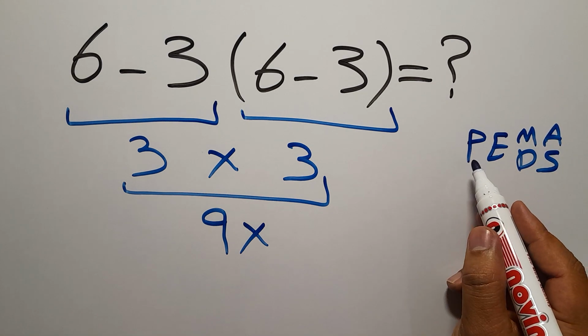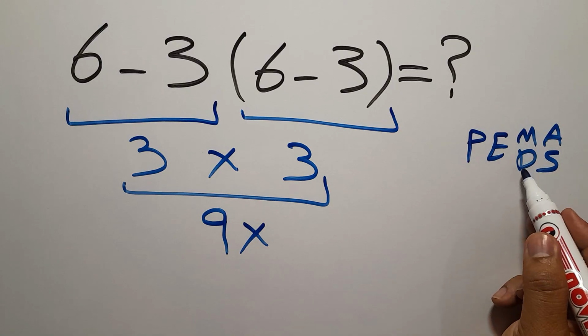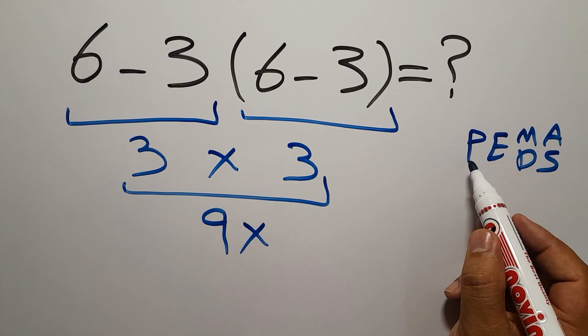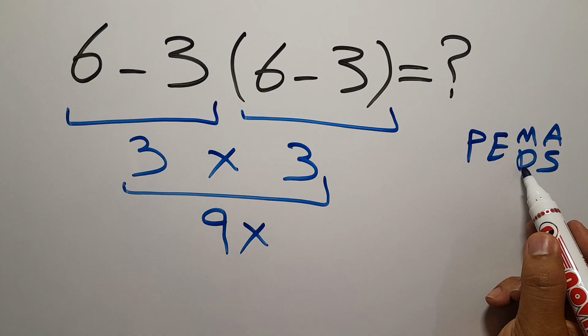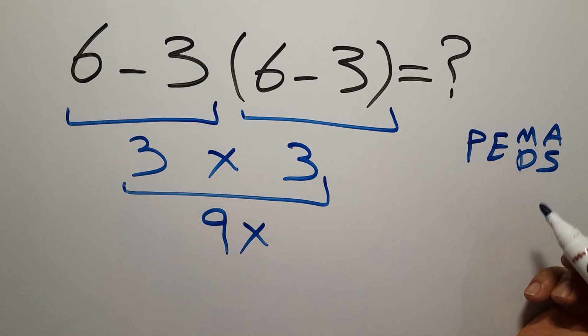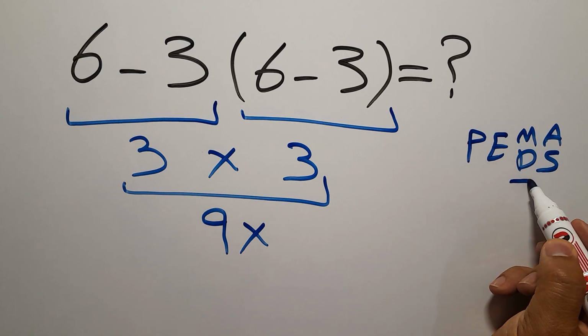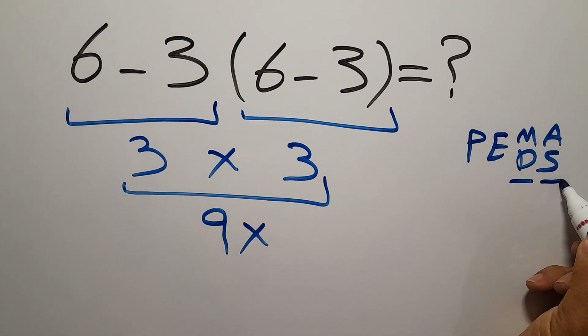P stands for parentheses, E stands for exponents, M and D stand for multiplication and division, and A and S stand for addition and subtraction. First, we have to do parentheses, then exponents, then multiplication or division, and finally addition or subtraction. Remember that multiplication and division have equal priority, and we have to work from left to right. And the same applies to addition and subtraction.